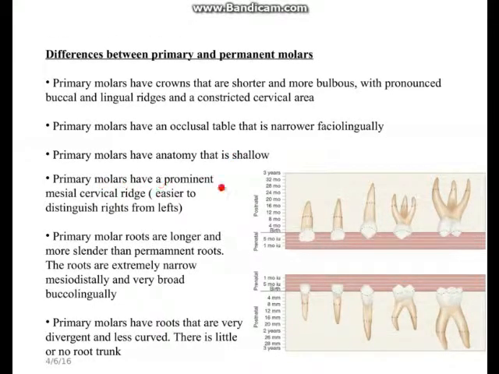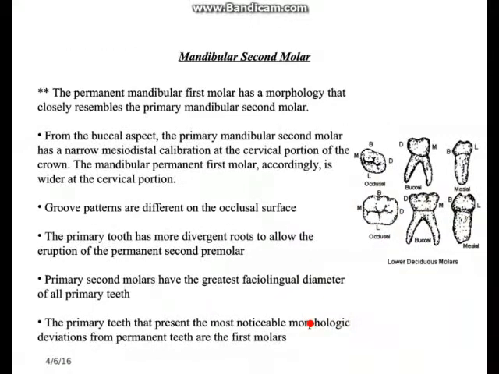Okay. Primary molars have a prominent mesial cervical ridge. Yep, easier to distinguish rights from left, absolutely. Primary molar roots are longer and more slender than permanent roots. The roots are extremely narrow mesodistally and very broad buccolingually. Primary molars have roots that are very divergent and less curved. There is little or no root trunk. Yep. Okay, so now let's move on to the mandibular second molar.